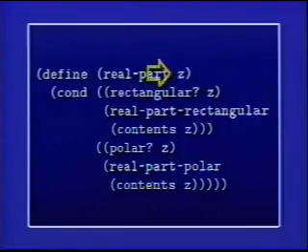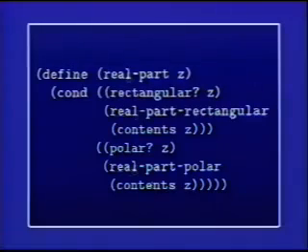If I ask for the real part of a complex number, well, I look at it. I look at its type. I say, is it rectangular? If so, I apply George's real part procedure to the contents of that complex number. Right, this is a number that has a type on it. I strip off the type using contents and apply George's procedure. Or, is this a polar complex number? If I want the real part, I apply Martha's real part procedure to the contents of that number. So that's how real part works.